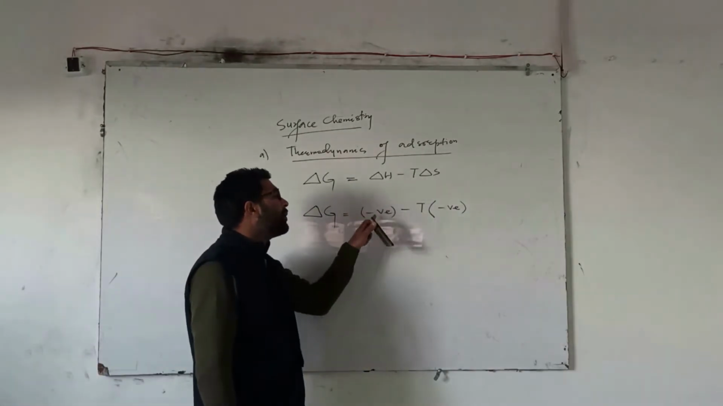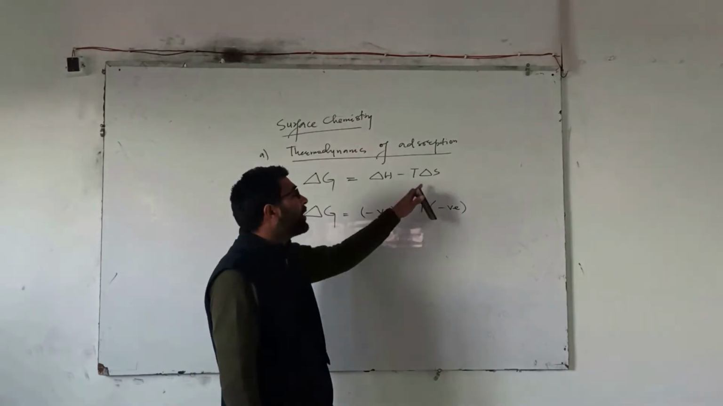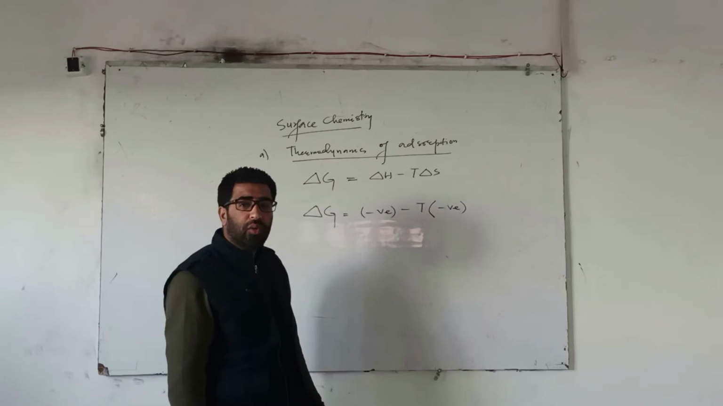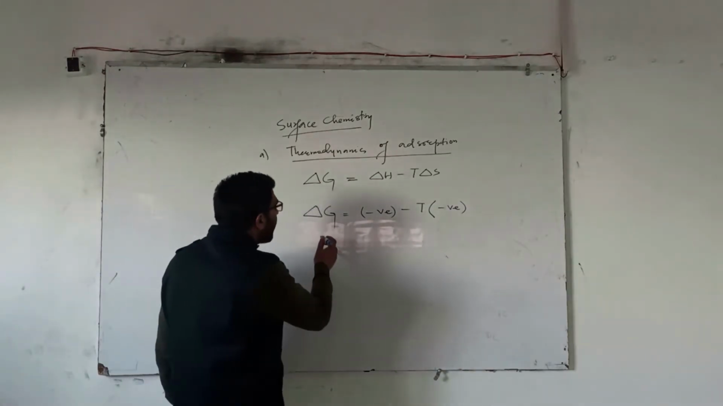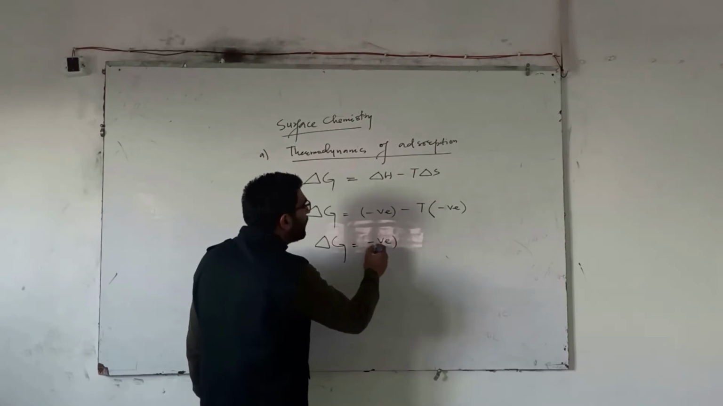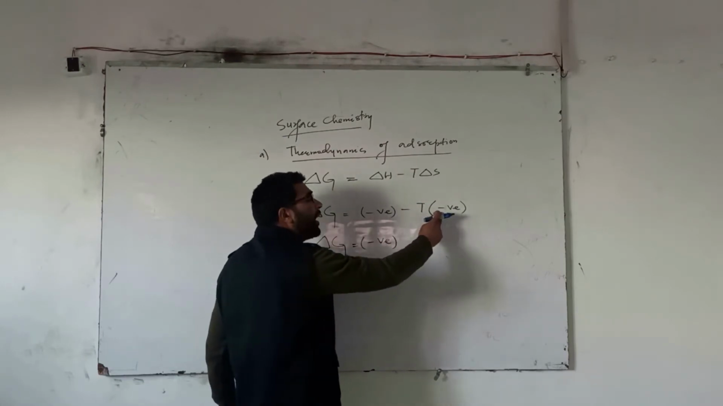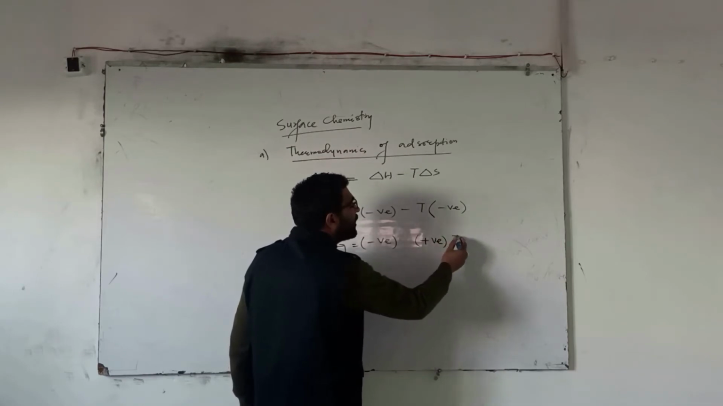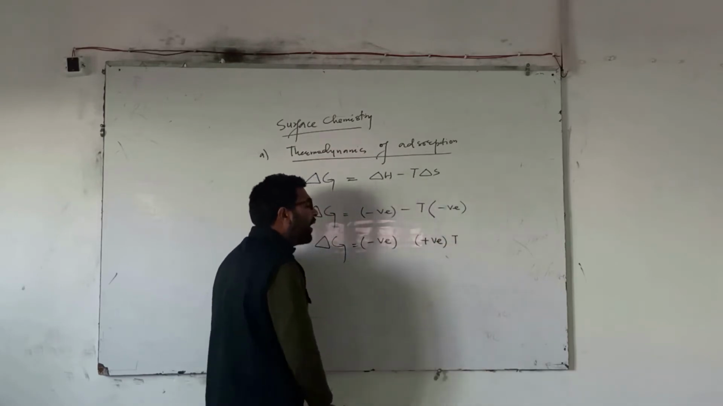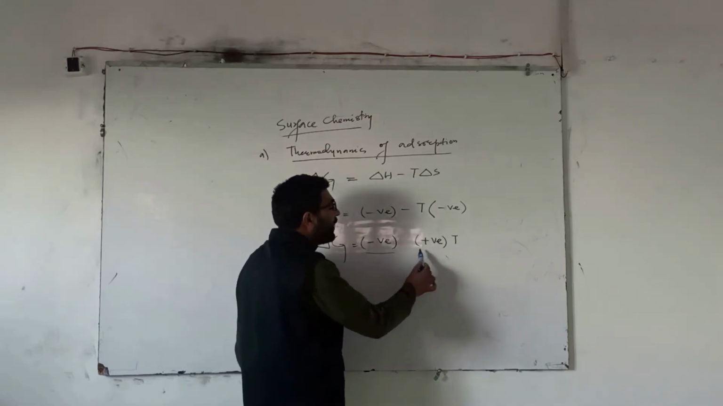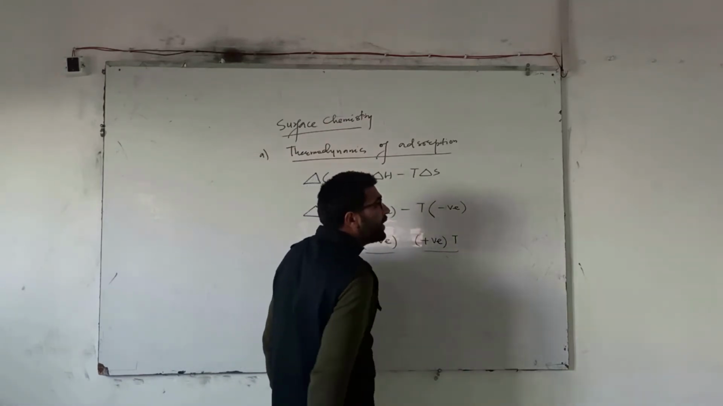So delta H comes out to be negative, and delta S also comes out negative because of the forming intermolecular force. Now I can write here delta G equals negative, this minus and minus comes out to be plus into T. So you have got two values there: delta H negative and delta S positive.